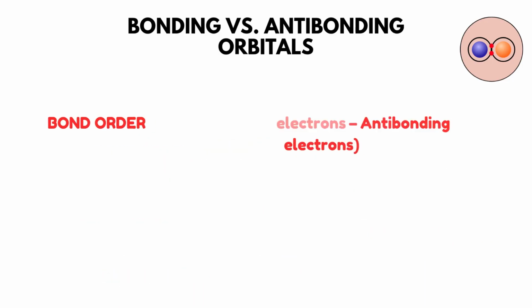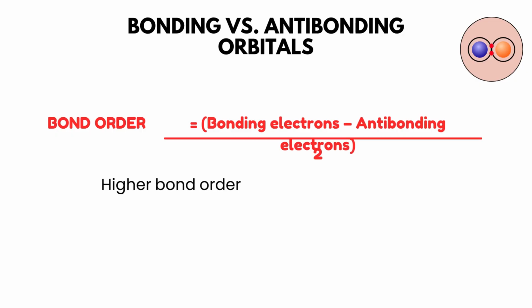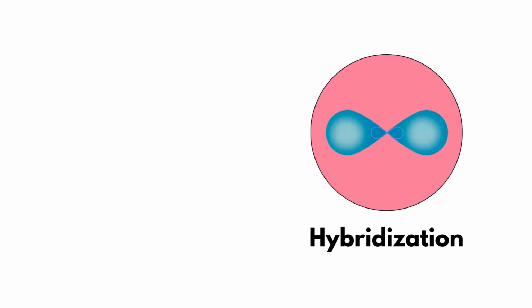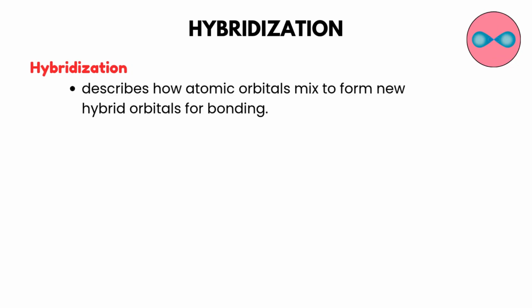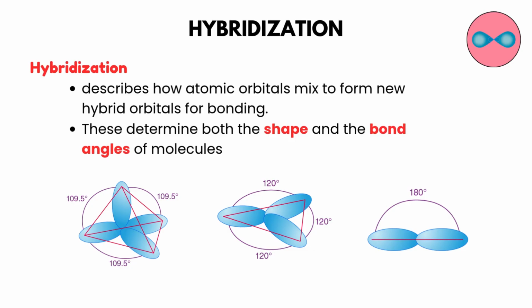Bond order equals the number of bonding electrons minus the number of antibonding electrons, divided by 2. Higher bond order equals stronger, shorter bond. Hybridization describes how atomic orbitals mix to form new hybrid orbitals for bonding. These determine both the shape and the bond angles of molecules.